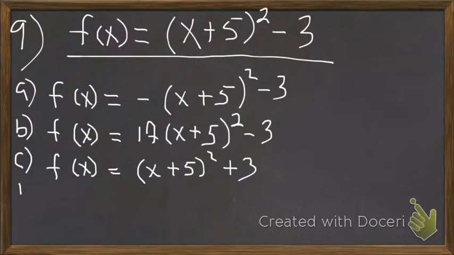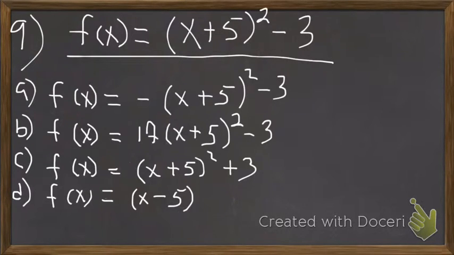Let's see. D, moved right. f of x equals, well, that's going to become x minus 5. Instead of a plus 5, we're going to make that (x minus 5) squared plus 3. So it can just be any number smaller than 5.